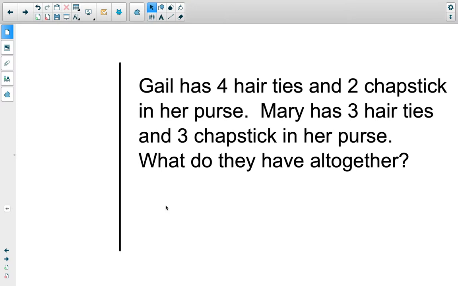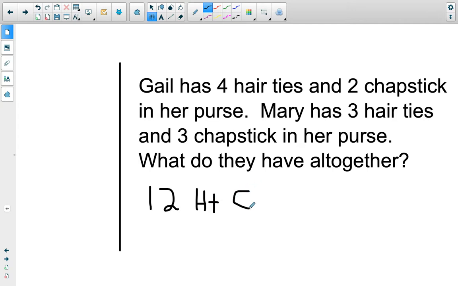Well, if I asked you this question, you probably would not go, okay, we have 4, 5, 6, 7, 8, 9, 10, 11, 12 hair tie chapsticks, right? I'm just going to abbreviate that as HT for hair tie and C for chapsticks. They don't have 12 hair tie chapsticks because hair tie chapsticks aren't a thing, and if they were, that would be kind of gross. So, what do they have?